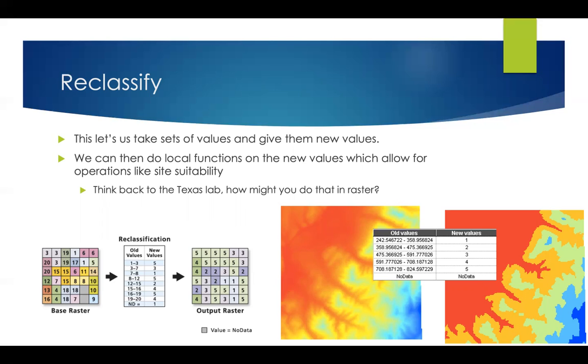We often use reclassify in combination with other types of raster analysis like local, focal, or zonal statistics to find places that might have high rainfall but are also in a particular zone. In this way, we're using the other functions to do things like site suitability. So think back to your Texas lab. How might you do that in a raster environment?